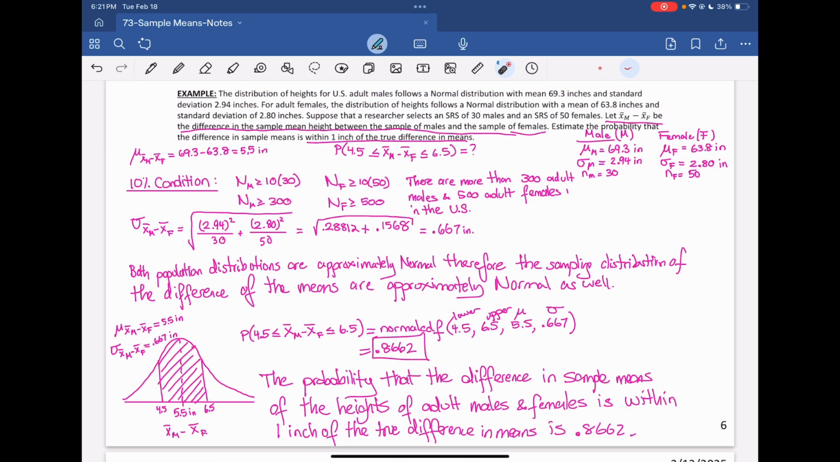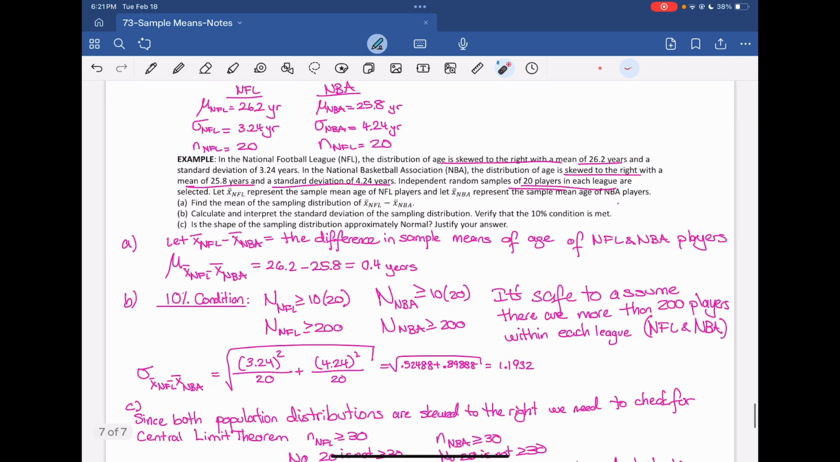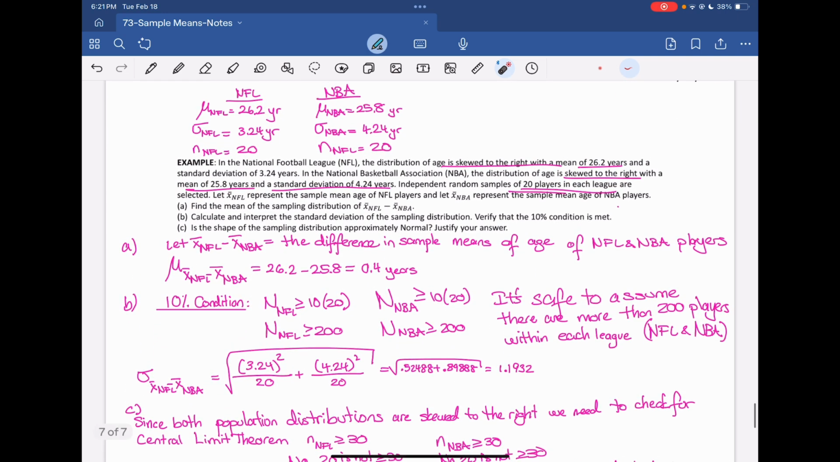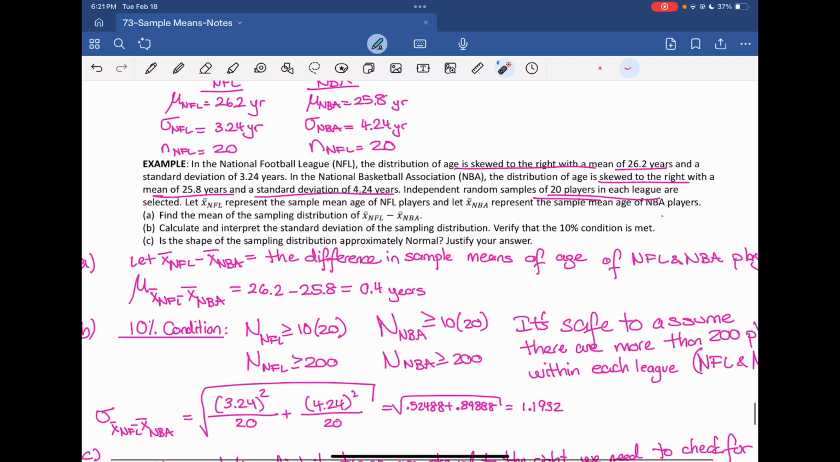All right, this one we're going to skip right now because you're going to do this one on your own a little bit. Let's look at the NFL versus NBA question. It's a little different than the one before, so I want to make sure I cover this one. It's very similar, but just a little different.